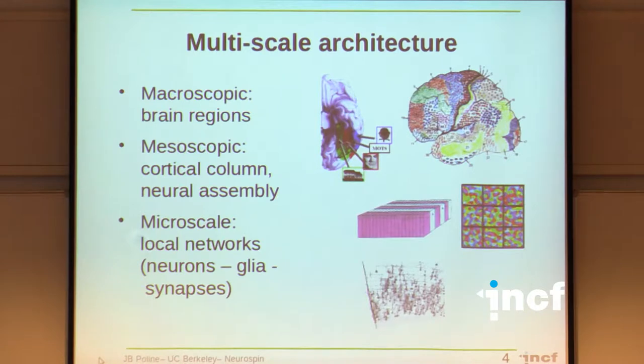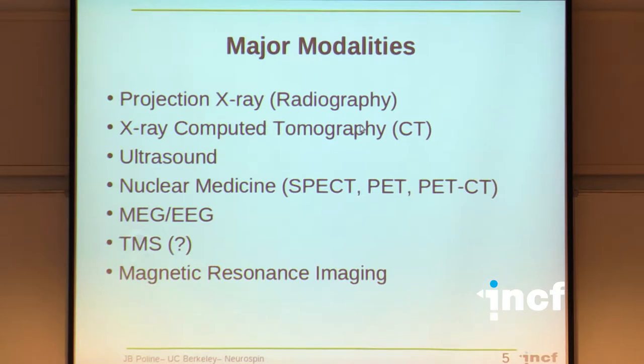You've probably seen yesterday, I'm sorry I couldn't be here, the microscopic level, at the cellular level. Maybe you've seen some things at the cortical column level. And then what I'm going to talk about is more the macroscopic aspect of the brain and its organization. So what are the major modalities?